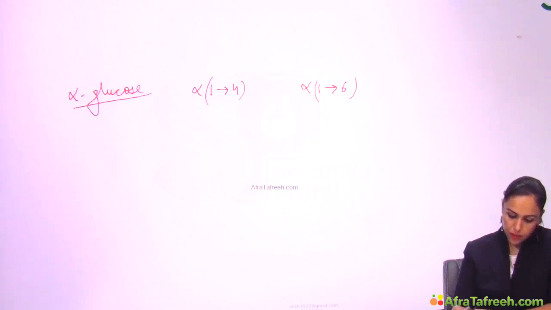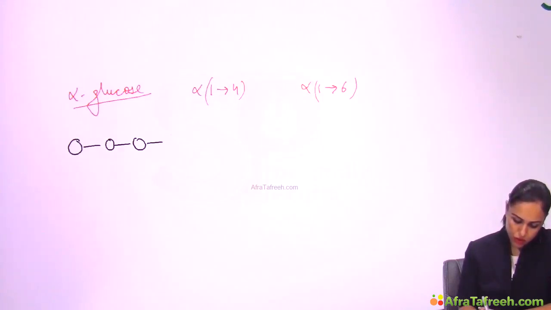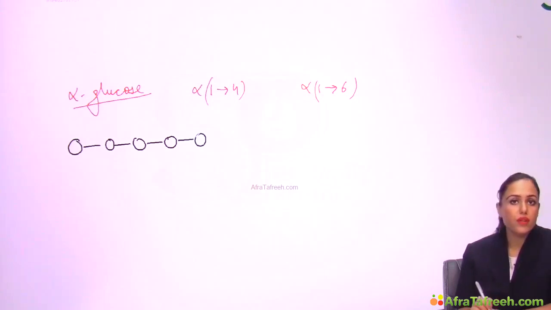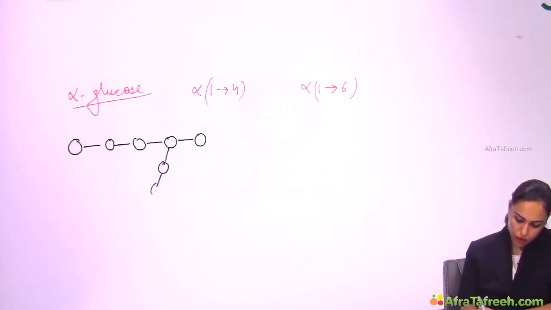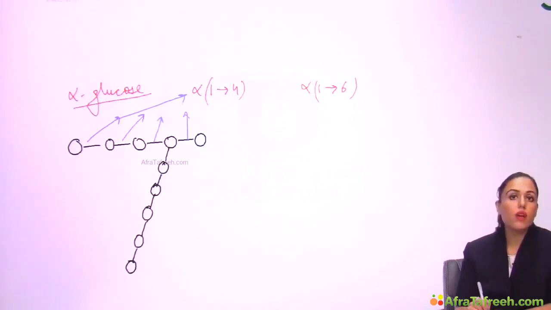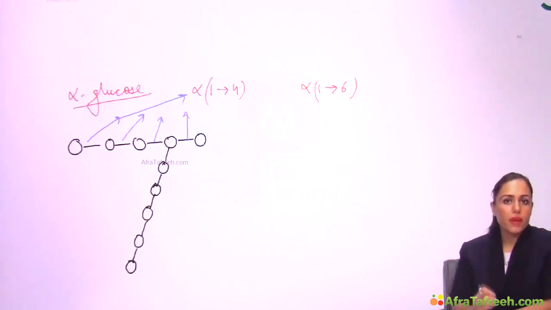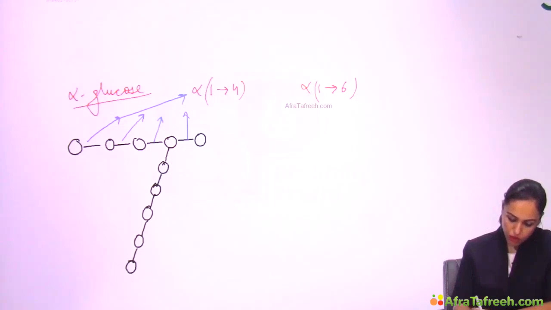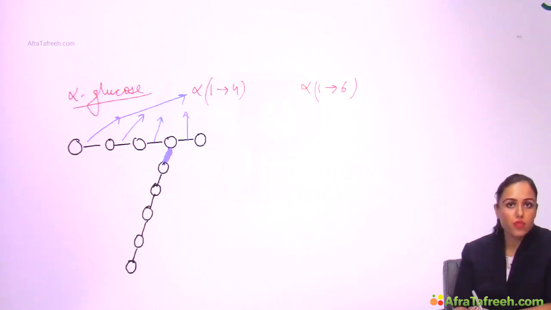So let's say this is a glucose residue, this is a glucose residue, and all these glucose residues are joined in a straight chain. Now here I'm going to make a branch chain. So tell me the bonds. What is the bond here in the straight chain? All these in the straight chain are alpha-1,4 bonds, but all these of the branch chain are not alpha-1,4. Only the first bond at the branch point is an alpha-1,6 bond.